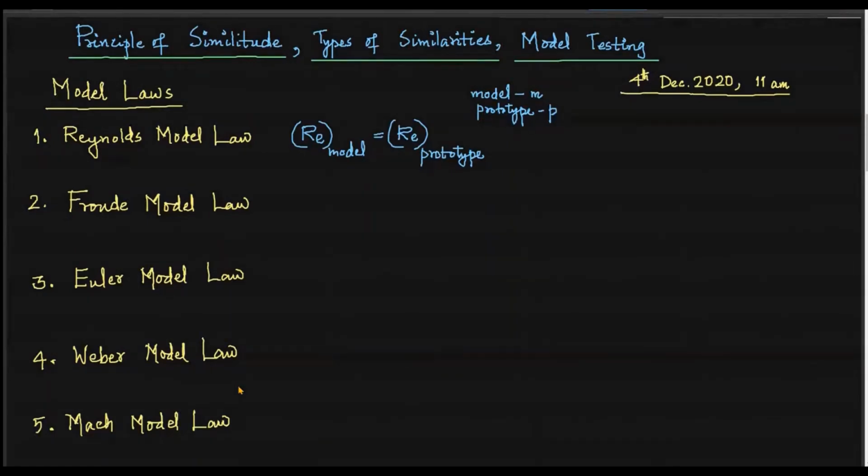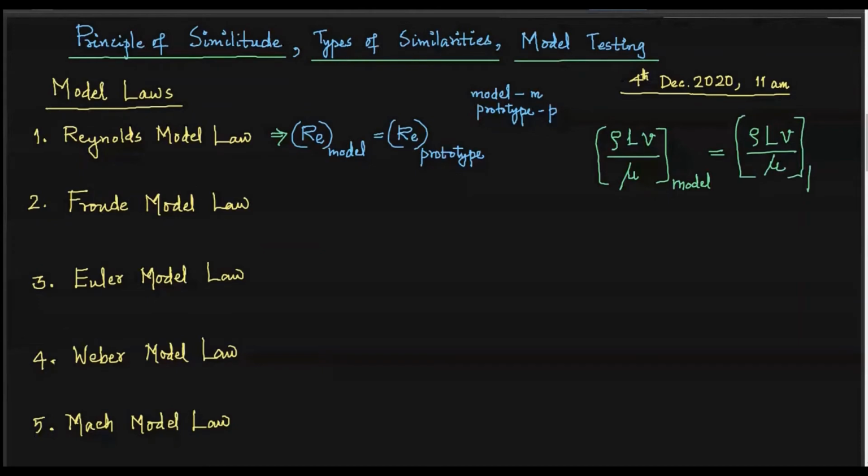So Reynolds model law means that the Reynolds number of the model is equal to the Reynolds number of the prototype. So what does it mean? Let me write. The Reynolds number of the model, rho L V by mu, is equal to that of the prototype. Now we can use suffix m for model and p for prototype. So rho m, L m, then velocity of the model, divided by mu m, and mu m is the absolute viscosity of the fluid in which the model is tested.